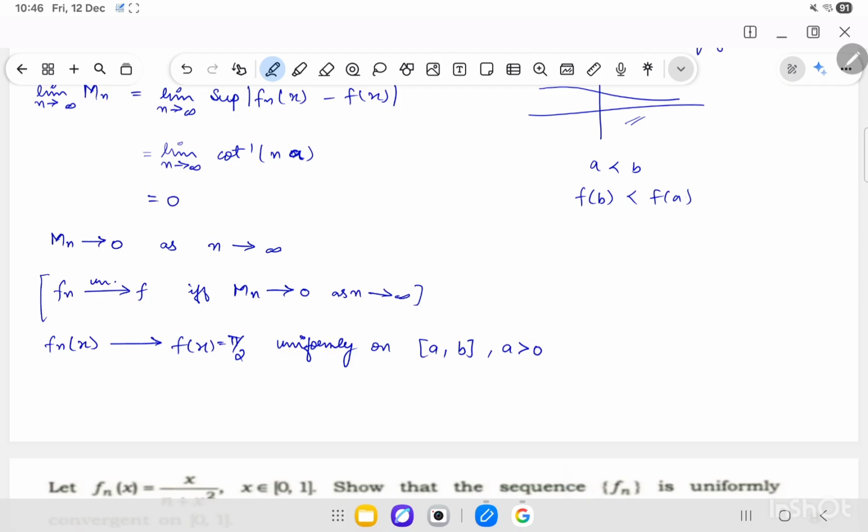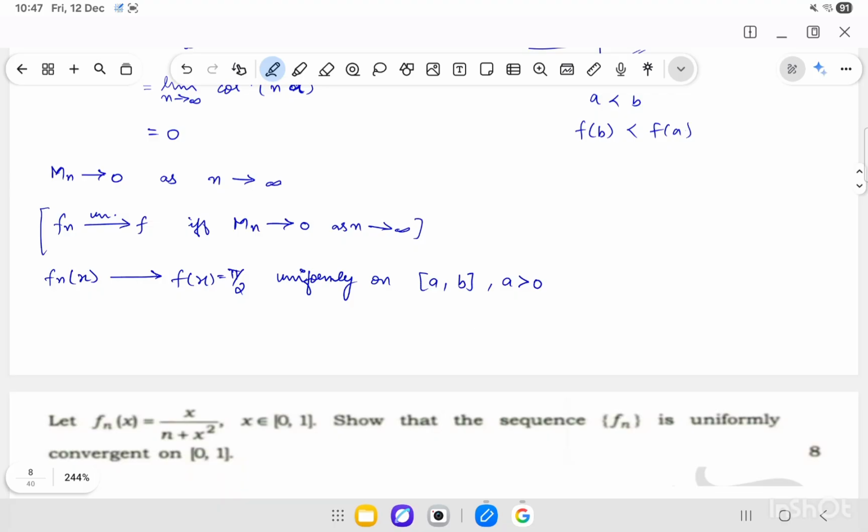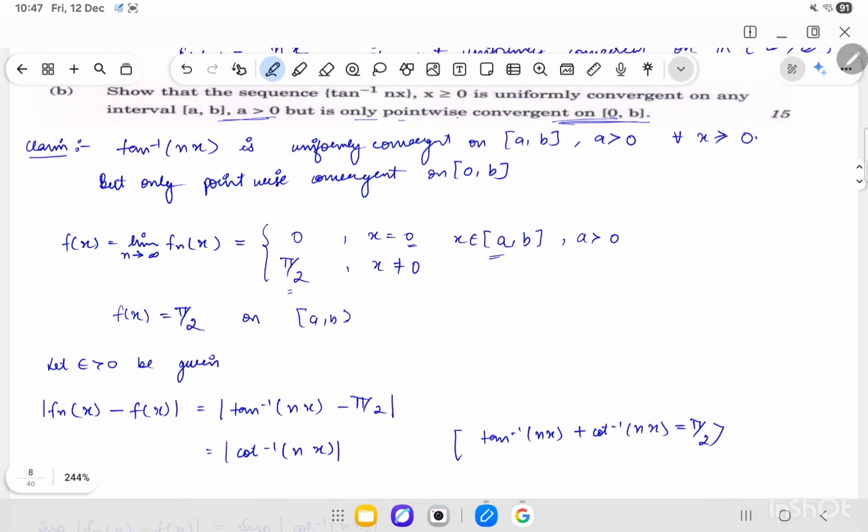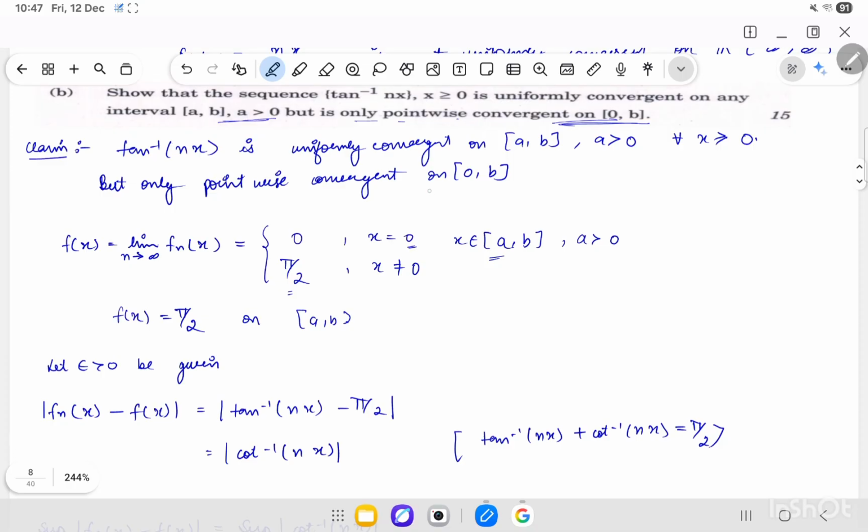This completes our point on uniform convergence of tan inverse nx. But if you observe, if we take our a as equal to 0, then you can see that the function f(x) is discontinuous at x equals 0.